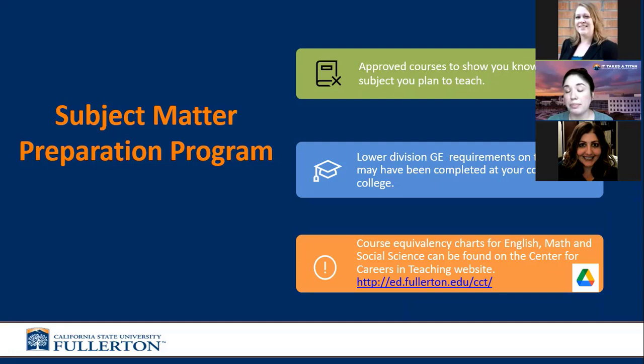You may have completed some of the lower division GE requirements on the SMPP plans at your community college. And in particular for English, social science, and math, we have some charts where you can take a look to see what those classes are. So if you visit our website, and it's also in our Google Drive, you can take a look at that list and see the progress you've made towards those SMPPs with those lists right there.